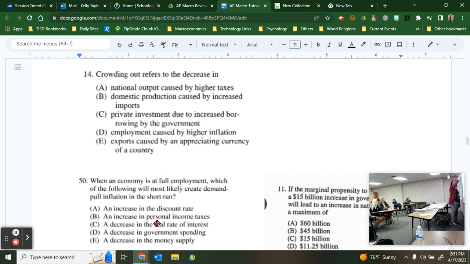Off to the side, we need to talk about what crowding out is caused by. What caused crowding out? Expansionary what? Fiscal policy, not monetary policy, fiscal. So next to the word crowding out, I would say caused by expansionary fiscal policy. Because remember, expansionary fiscal policy is lowering taxes and/or raising government spending.